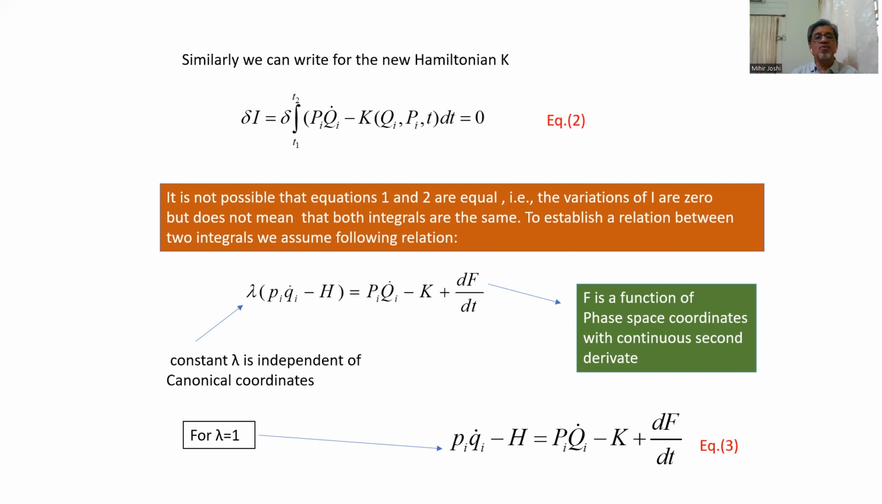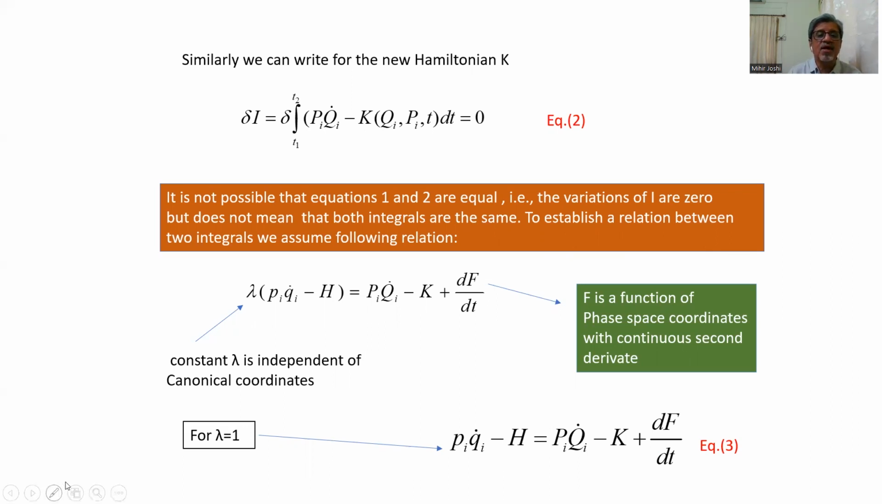But it does not mean that both equations are right. The minimum path or stationary integral for the new system need not be the same as for the old system. It is not necessary that equation number 1 and equation number 2 are equal. That is, the variations of I are 0, but that does not mean that both integrals are the same. So the variation of a particular path being minimum in one system is not equal to the minimum line integral for the other system. And to establish a relationship between the two integrals, we assume the following relationship.